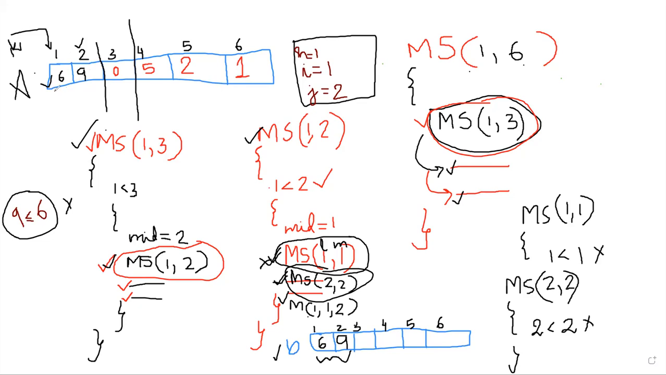You see, these two were two separate sorted subarrays. Now they become one sorted array. Okay, 6, 9. So this way you have completed MergeSort 1, 2.